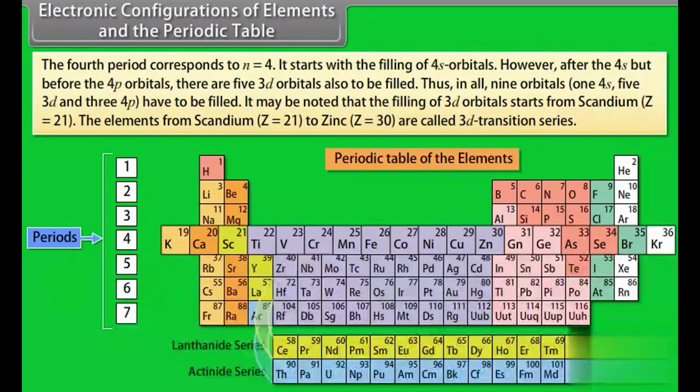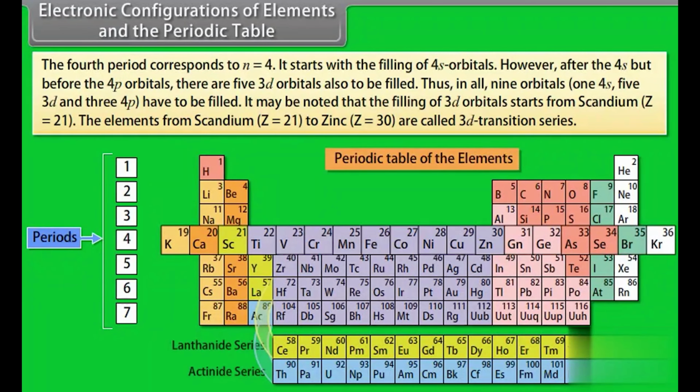The fourth period corresponds to n is equal to 4. It starts with the filling of 4s orbitals. However, after the 4s but before the 4p orbitals, there are five 3d orbitals also to be filled. Thus, in all, 9 orbitals, one 4s, five 3d and three 4p have to be filled. It may be noted that the filling of 3d orbitals starts from scandium, atomic number is equal to 21.